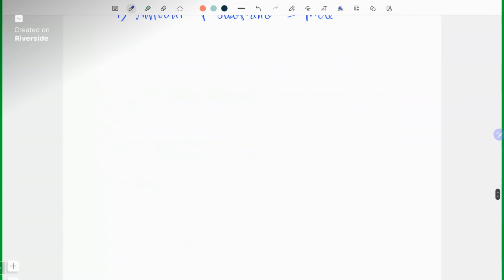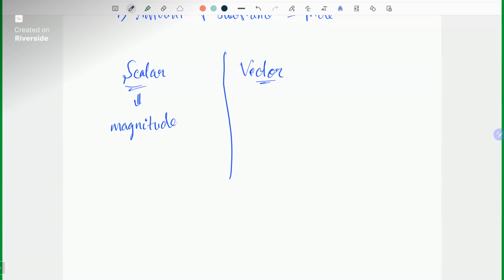Let us go into another such type: scalar and vector quantity. Scalar quantity will have only magnitude. Magnitude, that is size. Only magnitude will be present in scalar quantities. When it comes to vector, we'll have both magnitude, that is the size, as well as direction. So this is the difference between scalar and vector quantity.